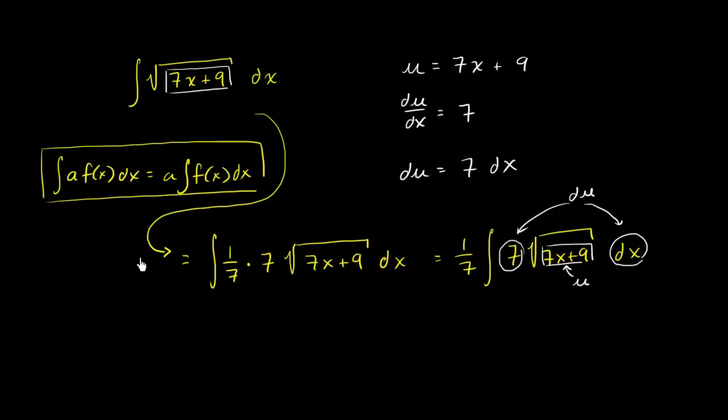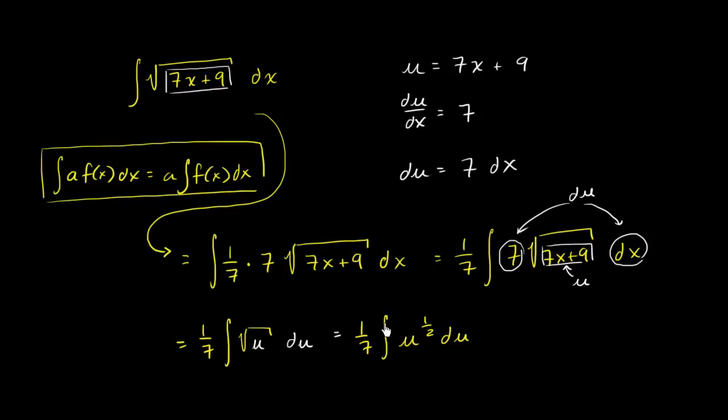It's going to be equal to 1/7 times the integral of, and I'll just take the 7 and put it in the back, the square root of u du. 7 times dx is du. And we can rewrite this if we want as u to the 1/2 power. It makes it a little bit easier for us to do the reverse power rule here. So we can rewrite this as equal to 1/7 times the integral of u to the 1/2 power du.